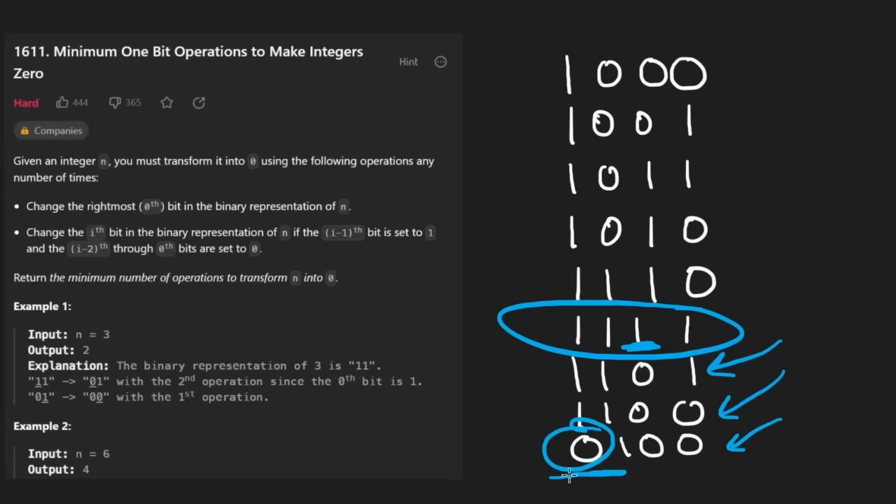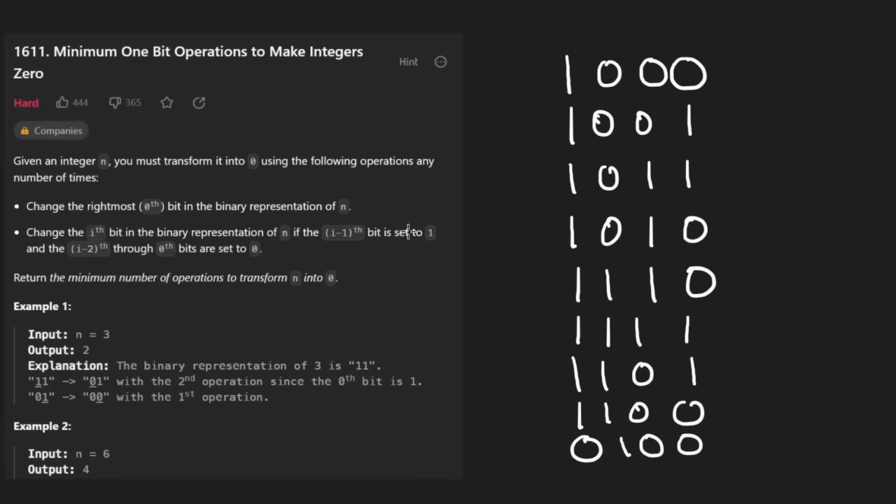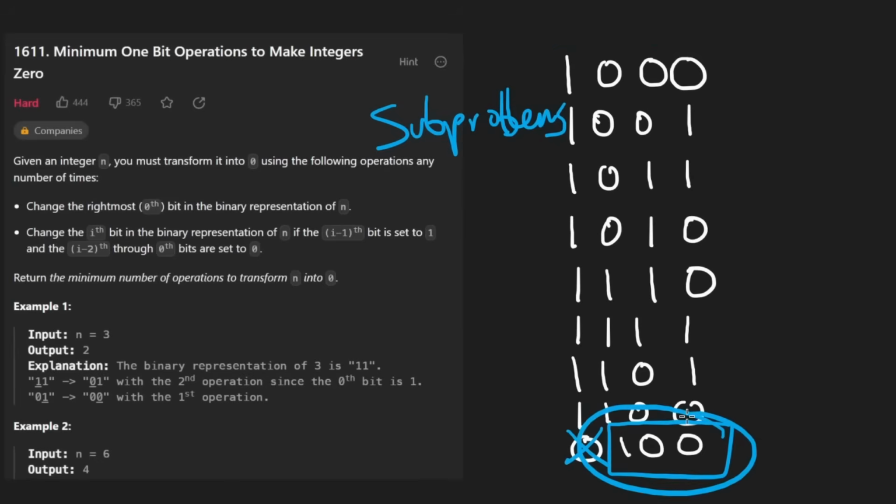We're ultimately always trying to remove the most significant bit. And then you can break this up into sub-problems. Think of it this way. We want to remove the most significant bit, no matter how many operations it takes. And then we want to remove the rest. Then we want to 0 out the rest of what we have. And that is the sub-problem.